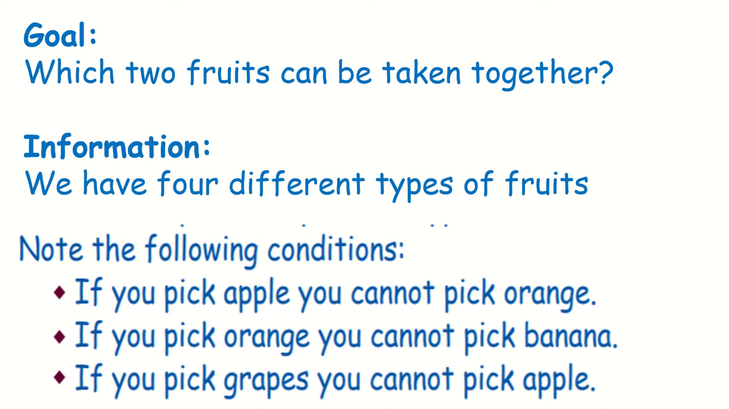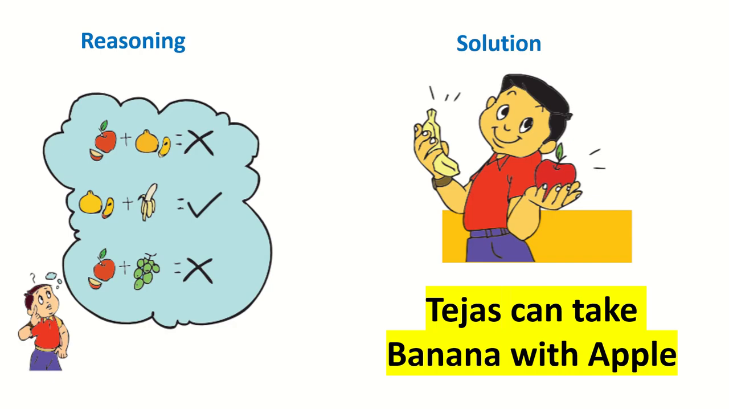Now we will solve this fruit puzzle problem using logical thinking. Logical means we will apply some reasoning to reach the solution. So the goal for the problem is that we need to take two fruits together, but we have to find which two fruits can be taken together. Okay, next is the information. After reading the problem, we get that we have four different types of fruits, and the conditions have been mentioned here. So let's apply some reasoning or logic to solve this problem.